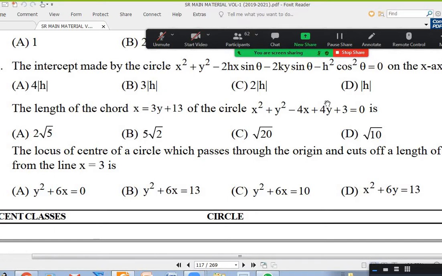x minus 3y minus 13 equal to 0. What is the radius of the circle? 4 plus 4, 8 minus 3, root 5. And perpendicular distance from 2 comma minus 2 to this line. Mod 2 plus 6 minus 13 by root 10. This is 11. Sorry, 8 minus 5 by root 10.